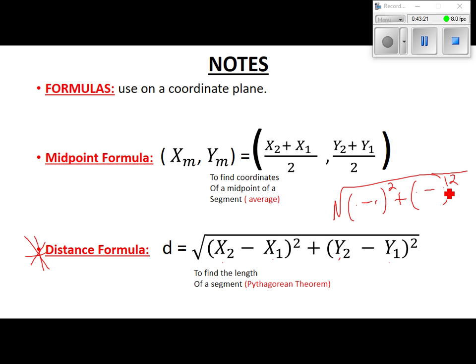How many answers should you have for the midpoint formula? 2. An x coordinate and a y coordinate. How many answers should you have for the distance formula? 1. A length. 6.7 centimeters, whatever it happens to be. And we only use these when you're given 2 points. So when it comes time for the chapter 1 test, and problem number 7 looks like this.